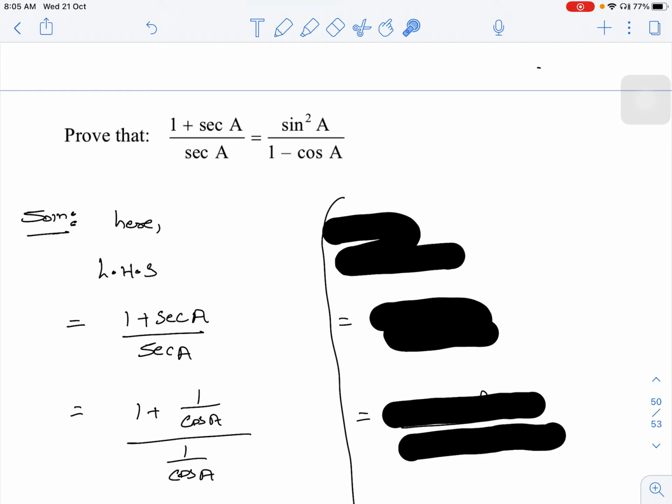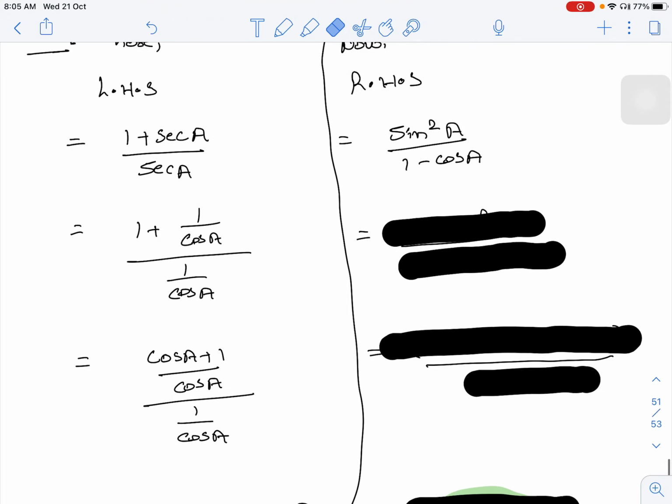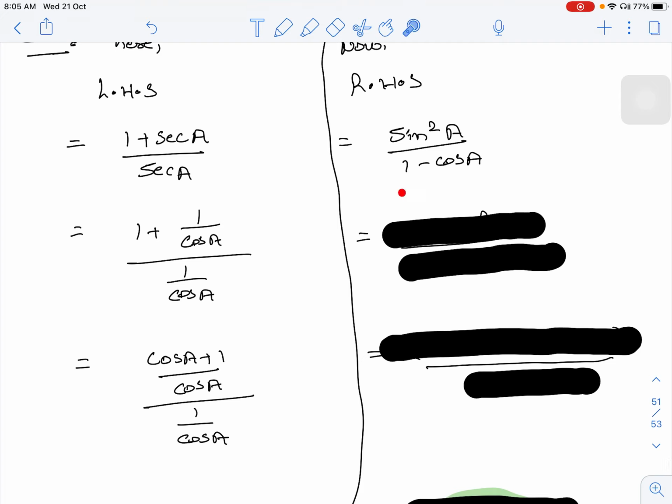Now, sorry, now we'll consider the RHS part. Now what is the RHS part? So it is sine square A upon 1 minus cos A. Okay, so let us write here RHS. So now RHS equals to sine square A upon 1 minus cos A.